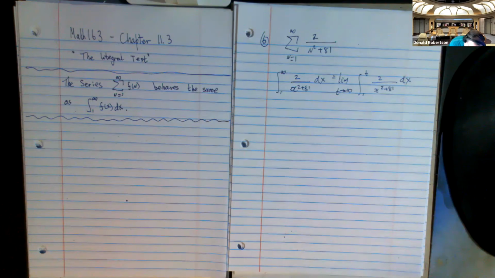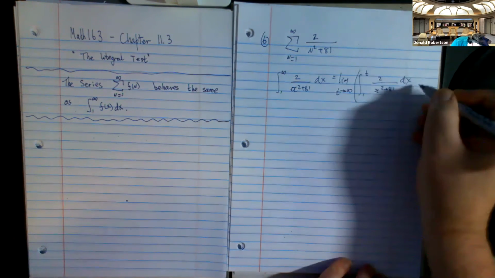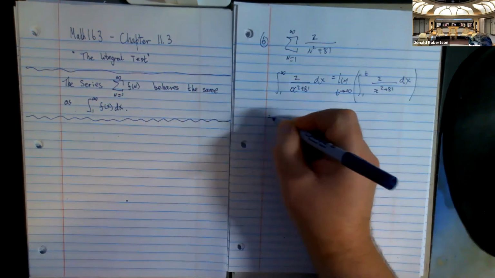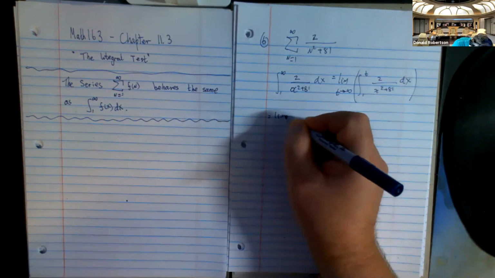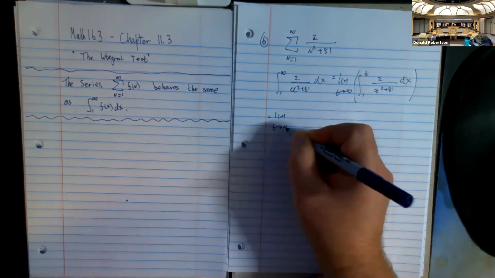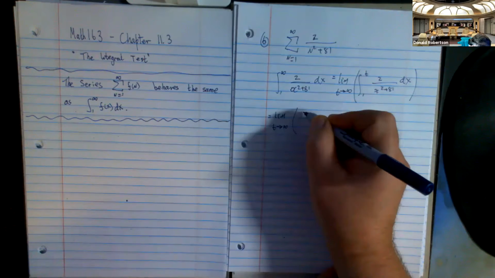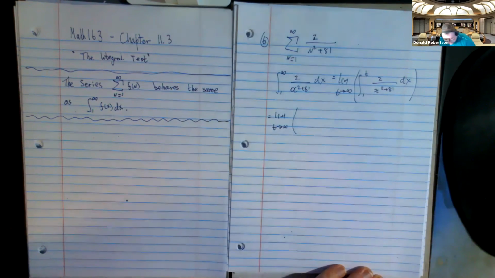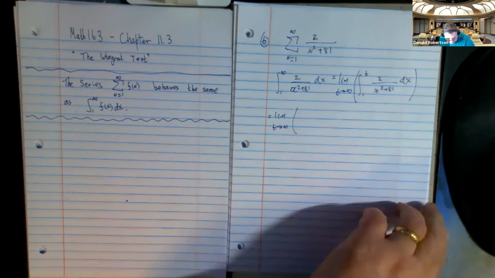This one ends up being, even although it doesn't look like it, oh, I have a good memory and I know what certain integrals, antiderivatives, are. I know what the antiderivative of 2 over x squared plus 81 is. Let me show you.